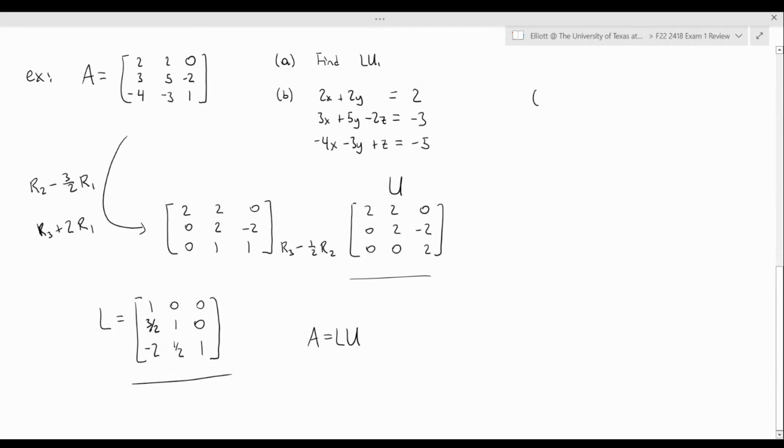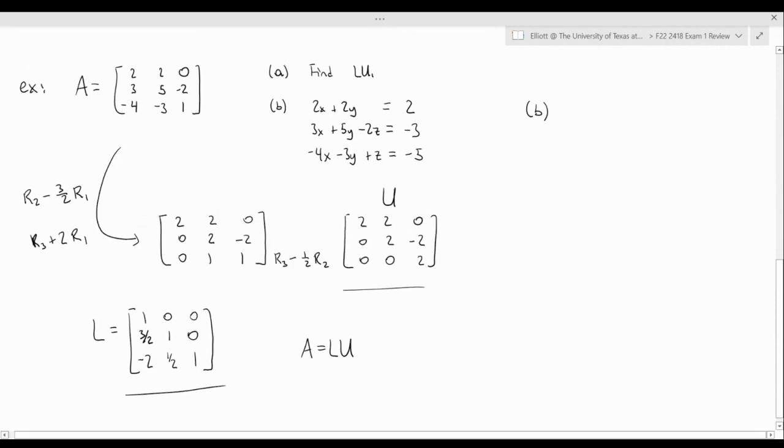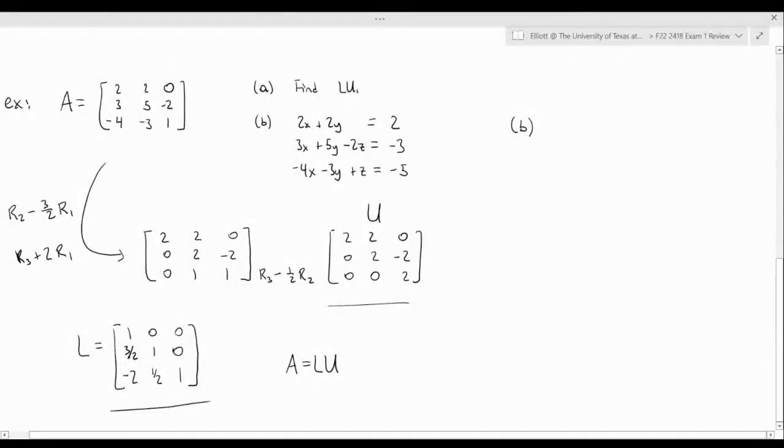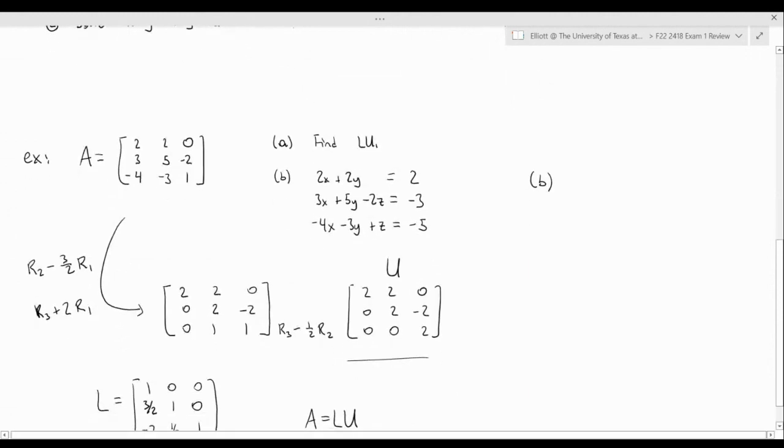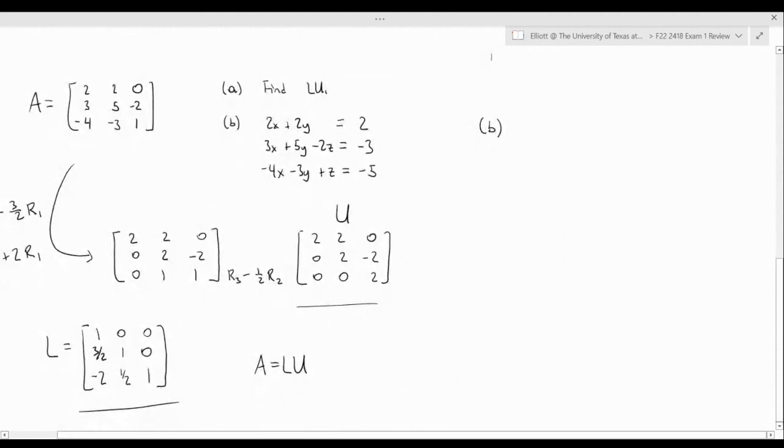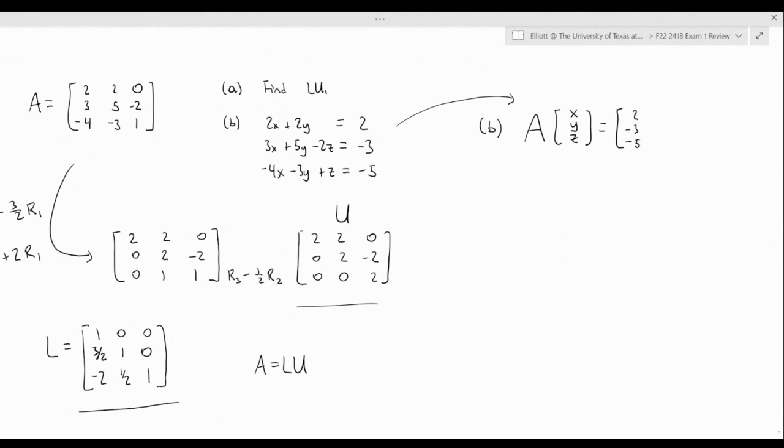Now for part B, which is trying to solve the system of equations using the LU factorization. There's two parts to it. We're going to do Ly equals b and solve for y. And then we're going to do Ux equals y to solve for x, okay? All right, so let's look at B real quick. As a matrix equation, this is equivalent to matrix A times the vector x, y, z equals b being 2, minus 3, and minus 5.